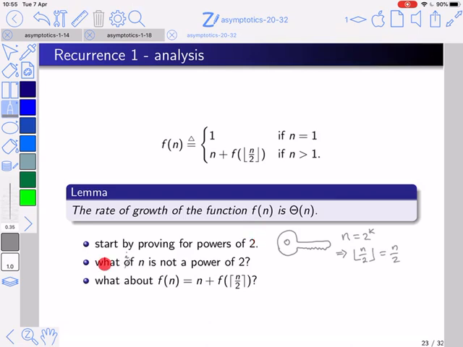In the second part of the proof, we address the case that n is not a power of 2. And then, of course, we're left with a question: what happens if instead of a floor function here, we would have a ceiling function? Okay?